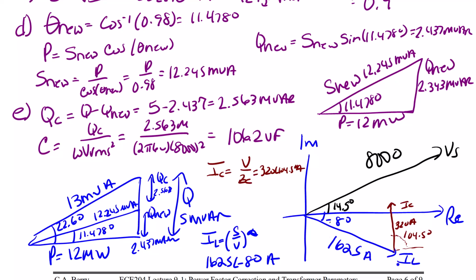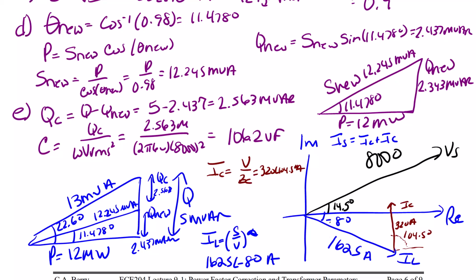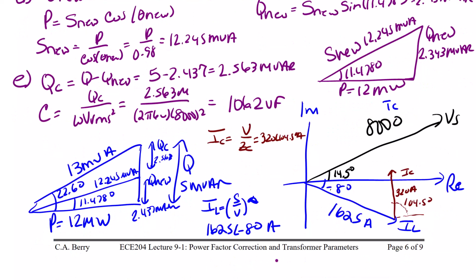And so now, when we have IL plus IC, we get IS. So IS equals IL plus IC. And IS is equal to 1530 with an angle of 3 degrees in amps. So it's just a little bit up like this. And this is IS, that is 1530 with an angle of 3 degrees.